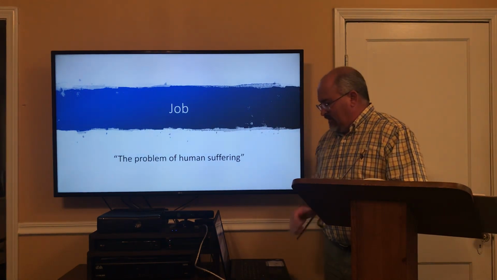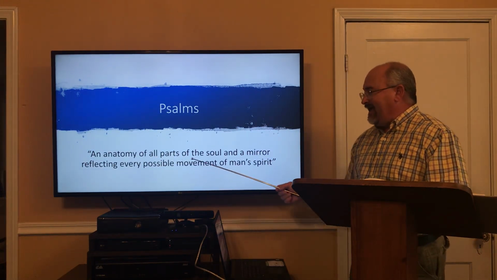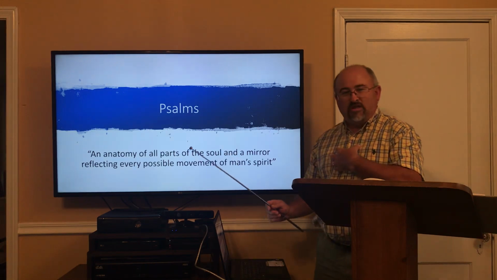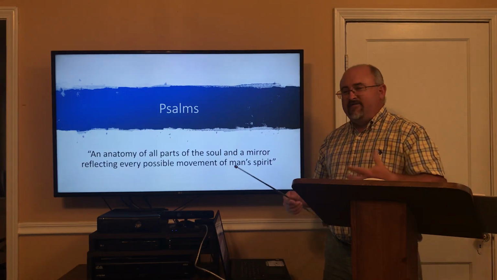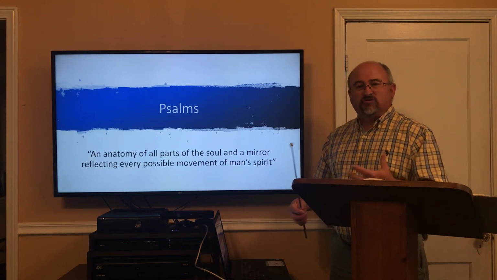Now, the second book is the Psalms. The Psalms give us an anatomy of the parts of the soul, our inner being. David was one of the writers. Solomon, one of the writers. Different ones sang the songs in the Psalms.